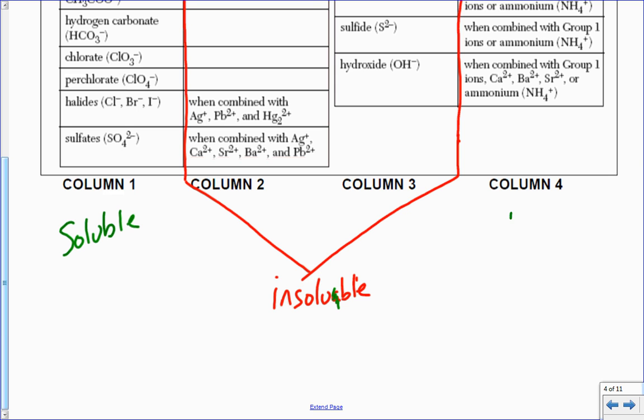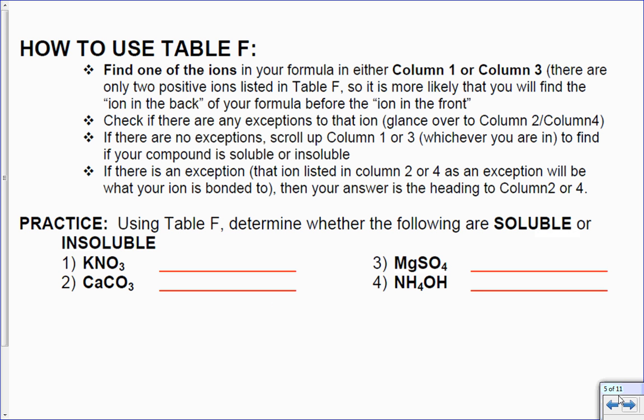And this column here is soluble. So if I'm here or I'm here, I'm soluble. If I'm in either of the two middle columns, I funnel down into insoluble. Okay? That's how we read this thing. But of course, there's more to it. So, how to use table F.